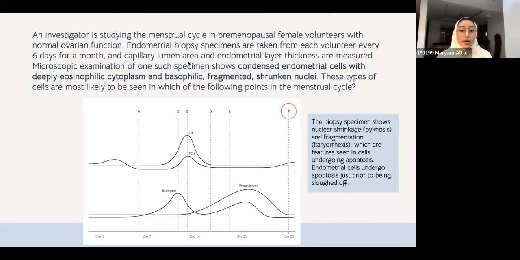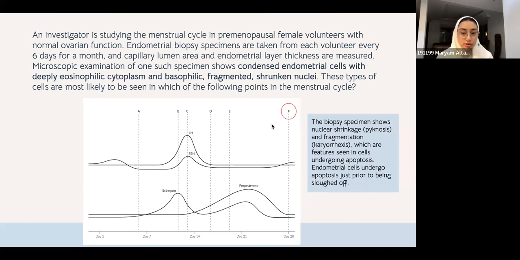So apoptosis is basically a programmed cell death, or a way these cells die off. And so this nuclear shrinkage is what we call pyknosis, and fragmentation is karyorrhexis. And so this is, again, features of apoptosis. When does apoptosis happen? When you're getting ready to shed your uterine lining. This is usually day 28, and this is when menstruation begins. Okay. So out of all of these options, this is the one that is correct. So endometrial cells undergo apoptosis just before being sloughed off.